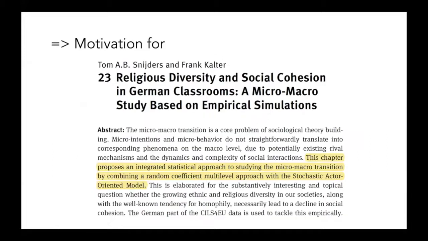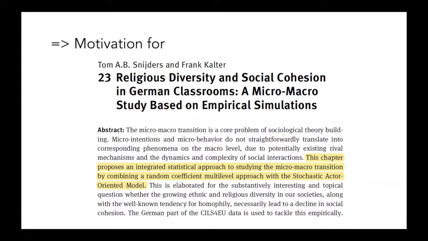And this is basically the general motivation, at least for me, to engage in this paper with Tom Snijders, who was also very interested in following this up. In this paper, Religious Diversity and Social Cohesion, we tried to make this more methodologically sound, or to at least check whether the methods he has developed can come closer to this idea. And that's the paper this is about.